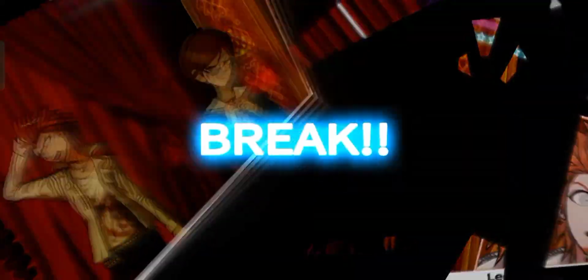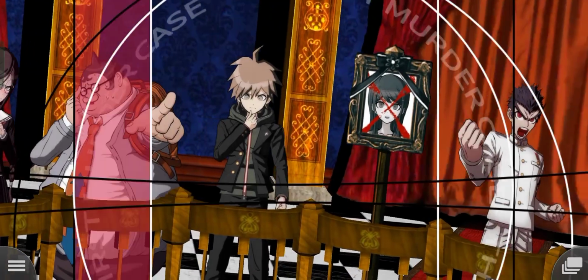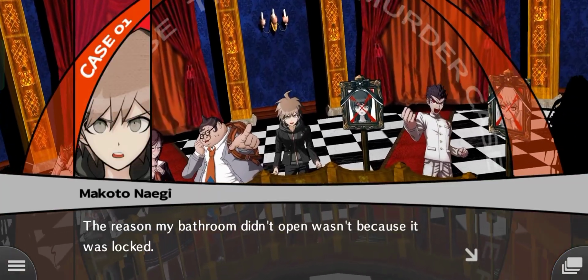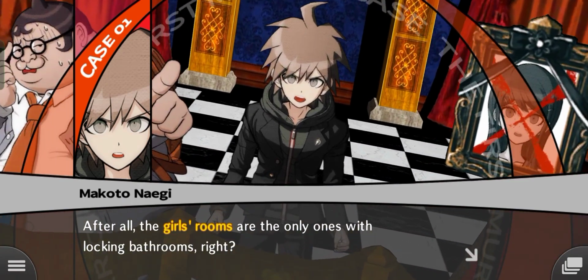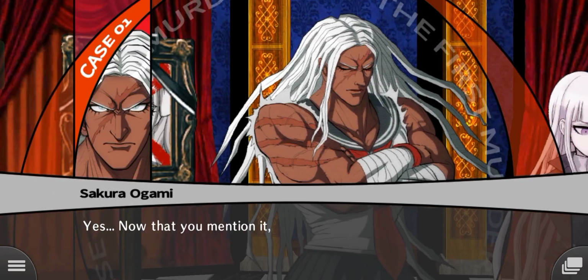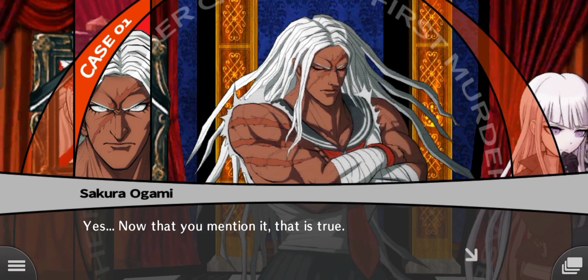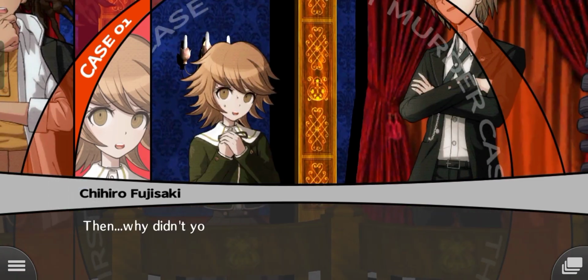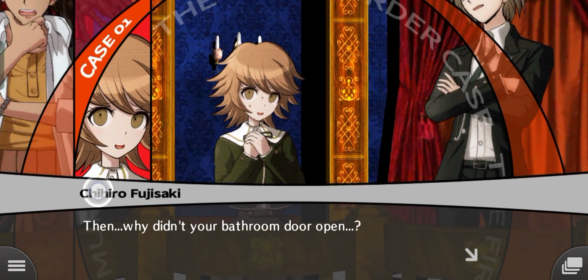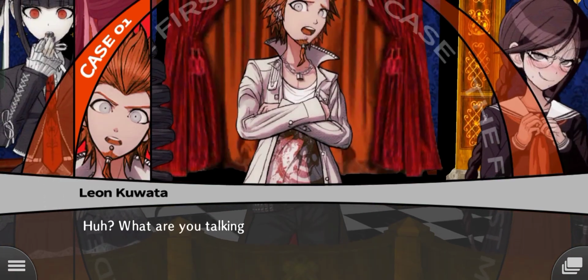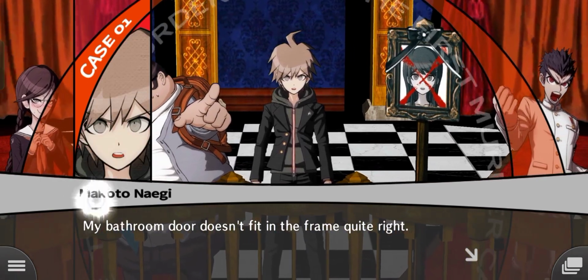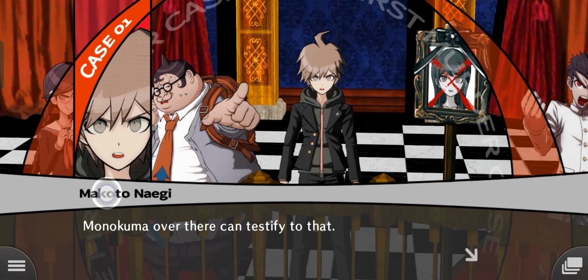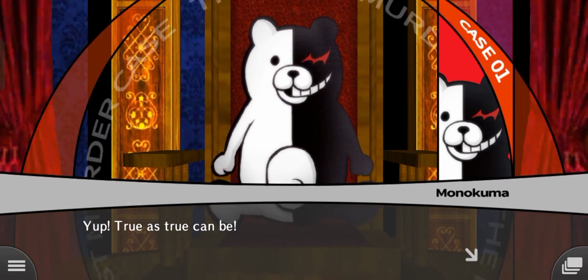No, that's wrong! The reason my bathroom didn't open wasn't because it was locked. After all, the girls' rooms are the only ones with walking bathrooms, right? Yes. Now that you mention it, that is true. Then why didn't your bathroom door open? Because it was stuck. Huh? What are you talking about? My bathroom door doesn't fit in the frame quite right. Monokuma over there can testify to that. Yup, true as true can be.